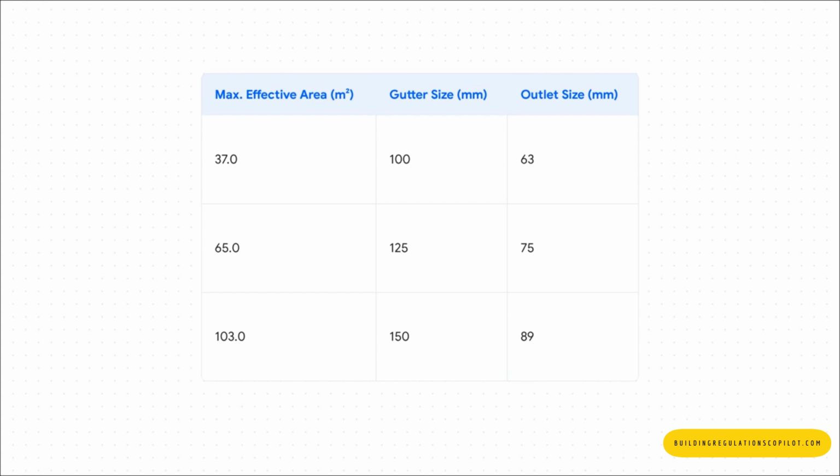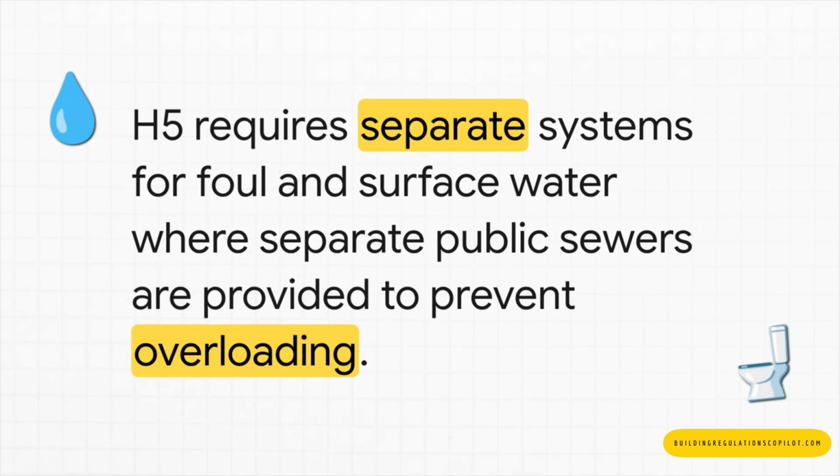The size of the gutter you need depends entirely on the size and even the pitch of the roof it's serving. It makes sense, right? A bigger roof catches way more water, so it needs a bigger gutter and a bigger outlet to stop it from overflowing in a heavy storm. And this is the whole point of H5. Separation, separation, separation. If there are separate public sewers for rainwater and foul water, you have to use them. Just think about it. If you dump a massive amount of rainwater into the foul sewer during a downpour, you risk overwhelming the system, and that can cause horrible backups and flooding.